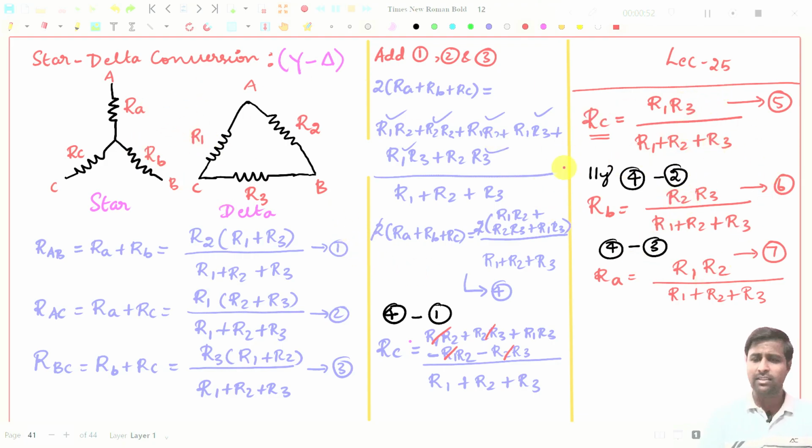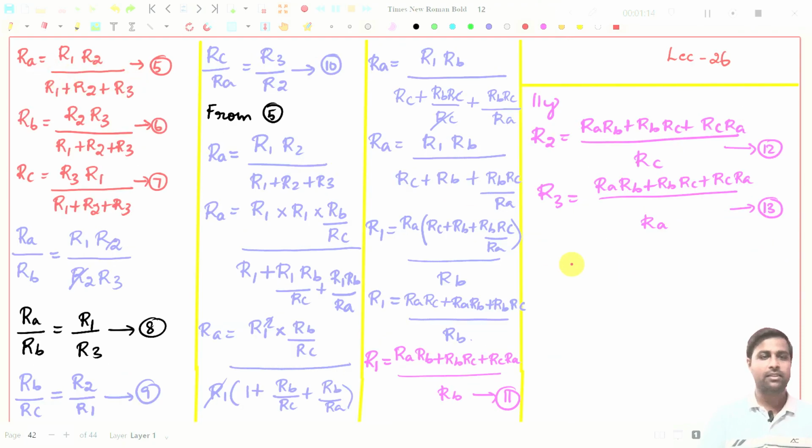In the 26th lecture, we have used the same equations to find R1 in terms of RA, RB, RC, R2 in terms of RA, RB, RC, and R3 in terms of RA, RB, RC. Which means if they have given you the star connection, RA, RB, RC, then you can easily convert that into delta connection, right? That is what we have seen in the next lecture. R1 in terms of only RA, RB, RC, and like that, R2 and R3 we have found.